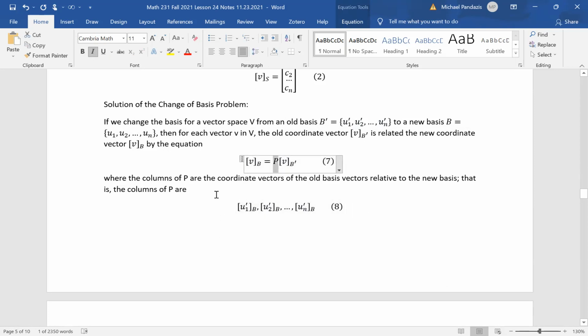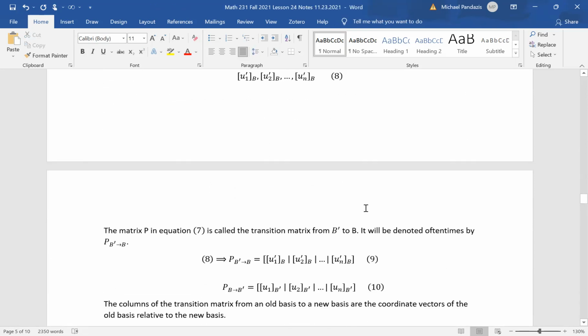The coefficients of that linear combination correspond with the components of the columns that make up the transition matrix P. So again, the first column is the coefficients of the linear combination of U1 to UN that equals U1 prime. If you take the second old basis vector and write it as a linear combination of the new basis vectors, the coefficients of that linear combination are the components of this matrix. You do that n times, and those are the columns of this transition matrix P from the old basis B prime to the new basis B.